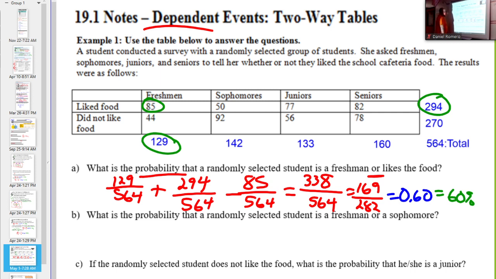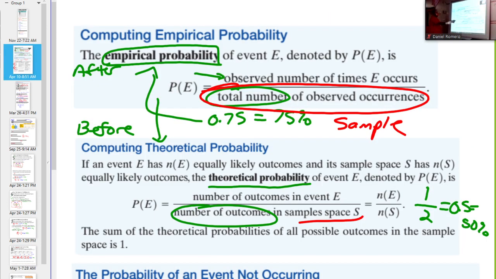What is the probability that a randomly selected student is a freshman or a sophomore? Okay, so let's go back to this. When you're looking at OR probability, you saw the word OR there, right?